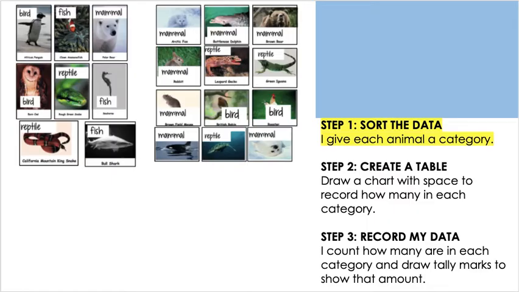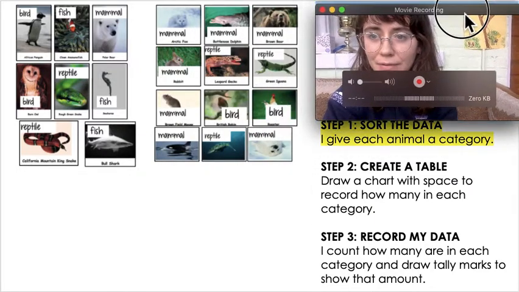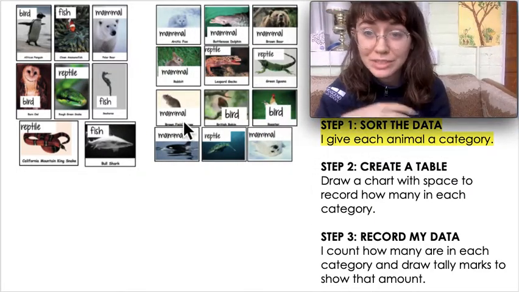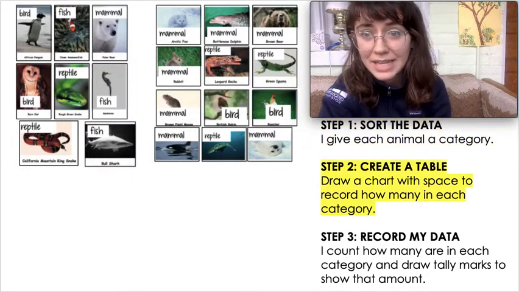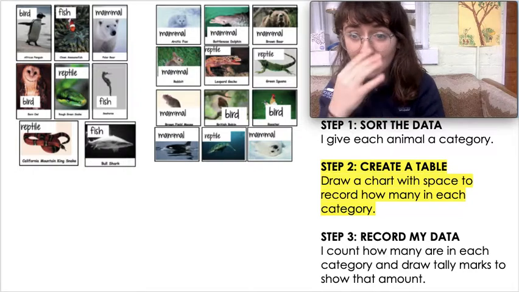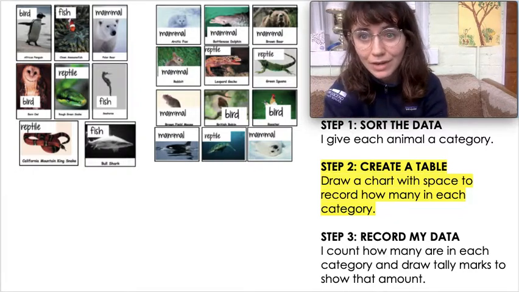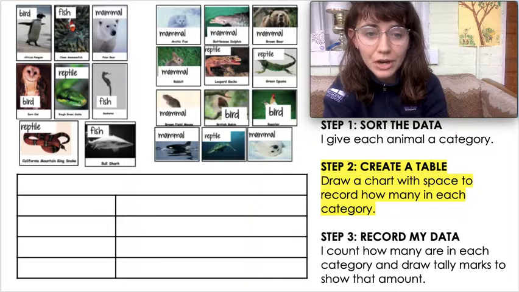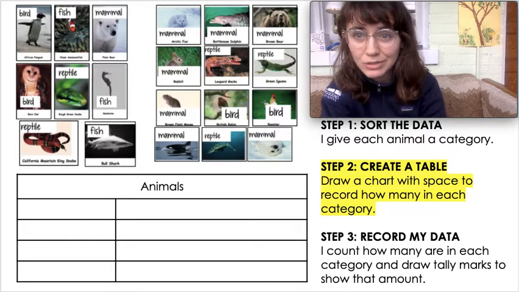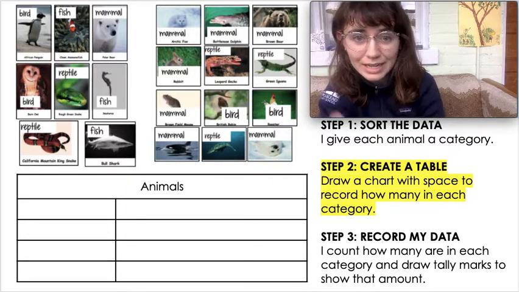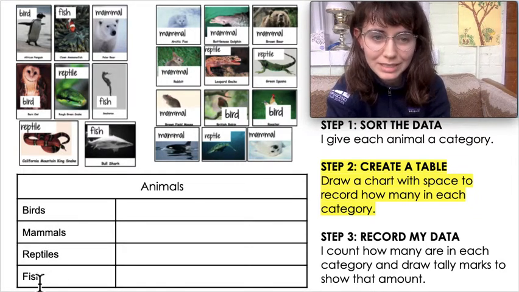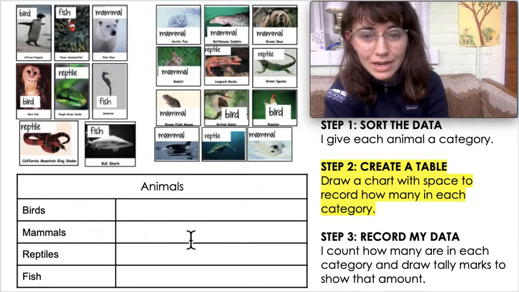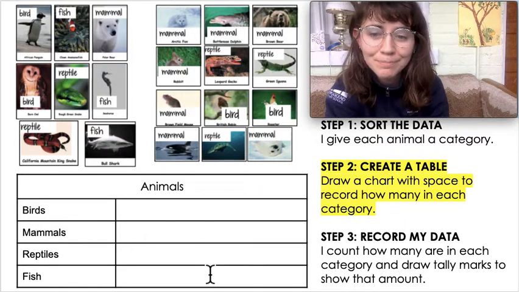My job is to create a table. My first step was to sort the data, which is what I already did. I gave each animal a category. My next step is to create the actual table. So I'm going to draw a chart with space to record how many are in each category. I made my chart, and my title is animals, because that's what all of the data is. Then I have each category off to the side, ready for me to fill in with how many are in each category.